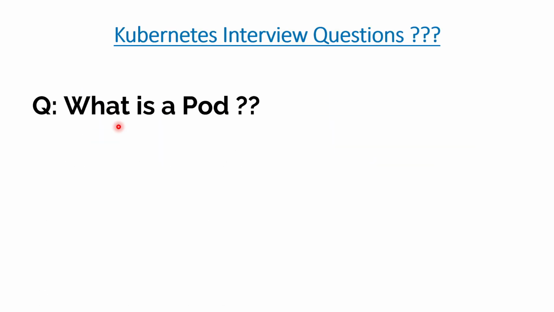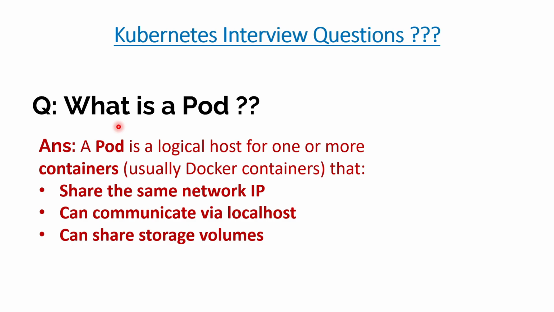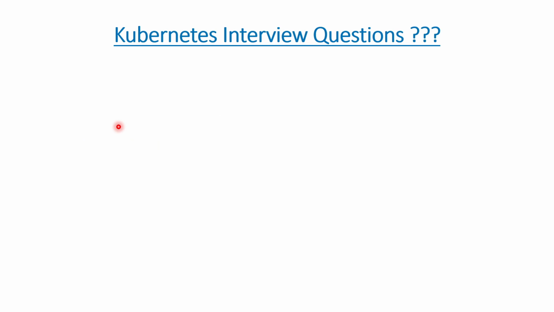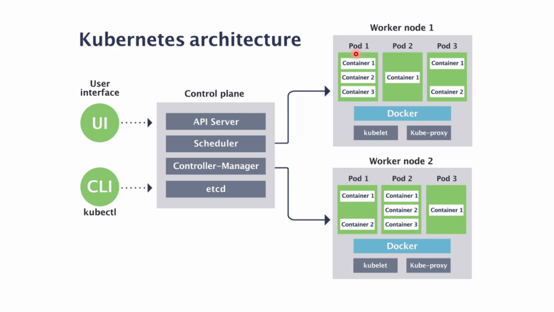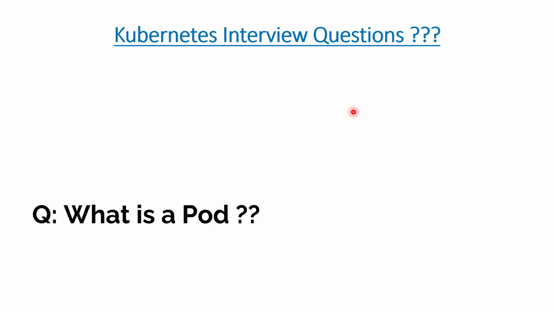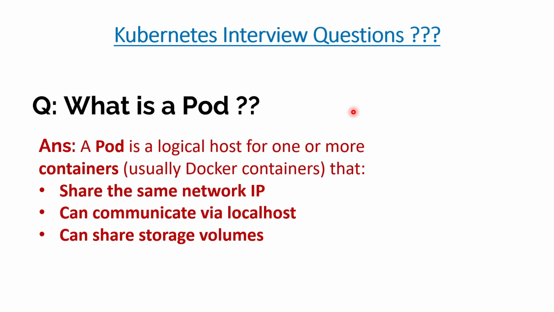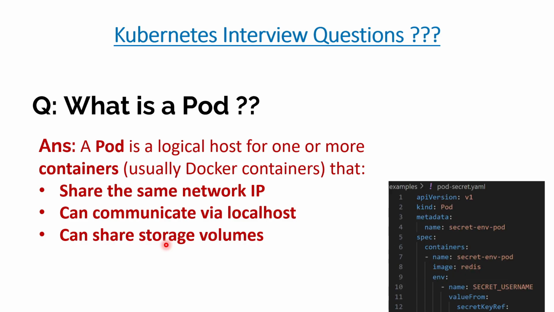Next question: what is a pod? Interesting. A pod is a logical unit of one or more containers. So a pod can contain one container, a pod can contain multiple containers. You see this pod 2 contains one container, pod 1 contains three containers. So a pod is a logical unit that encapsulates Docker containers that share the same network IP, can communicate via localhost, and can share storage volumes across containers.